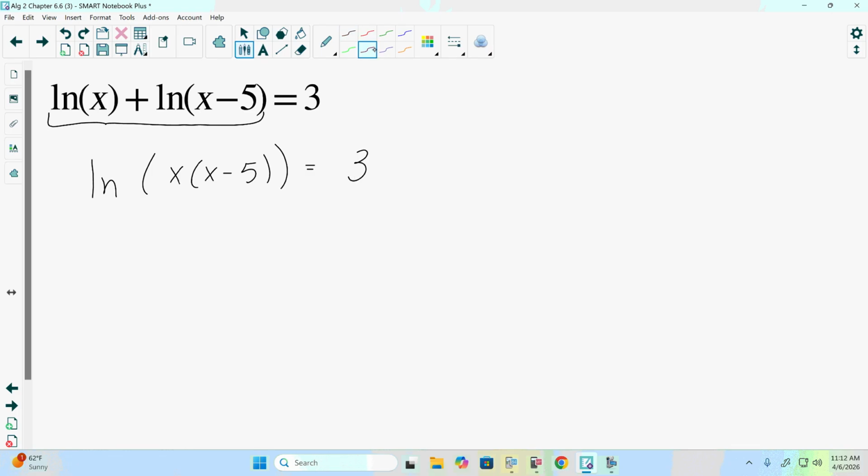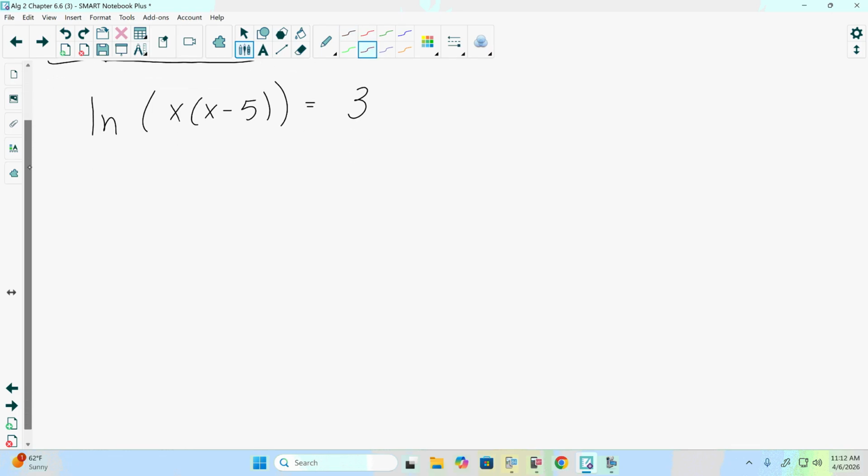Now at this point here, to get those variables out of the logarithms, I need to put both sides to what base? E. Because the natural log's base is E. And E to the ln base E will simplify out, leaving me with x times x minus 5 is equal to e to the third.